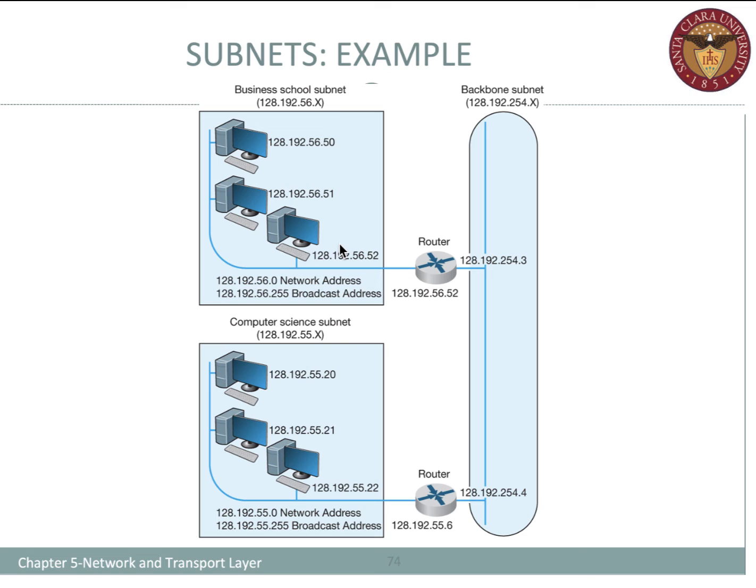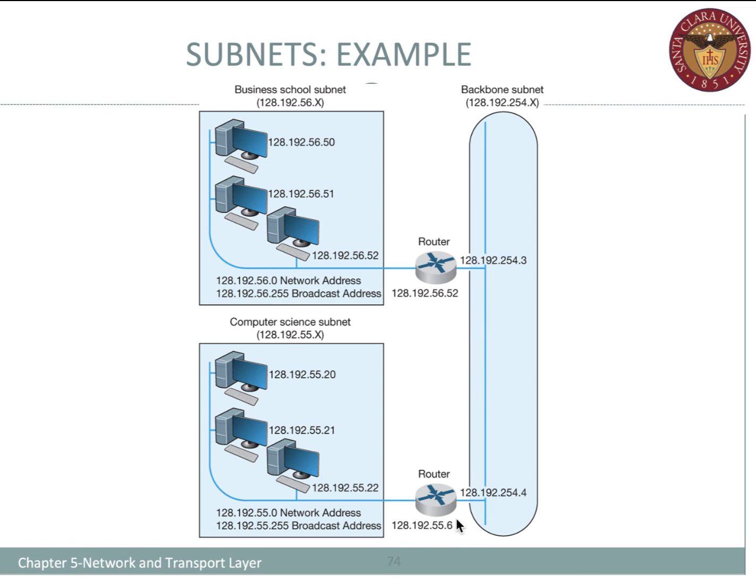Knowing whether a computer is on your subnet or not is very important for message routing. The router in this picture has 2 NIC cards because it is connected to 2 local area networks. On one NIC card, the IP address is 128.192.254.3. On another NIC card on the same router, the IP address is 128.192.56.52.